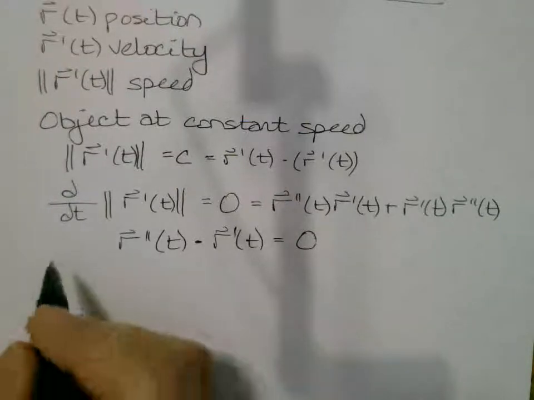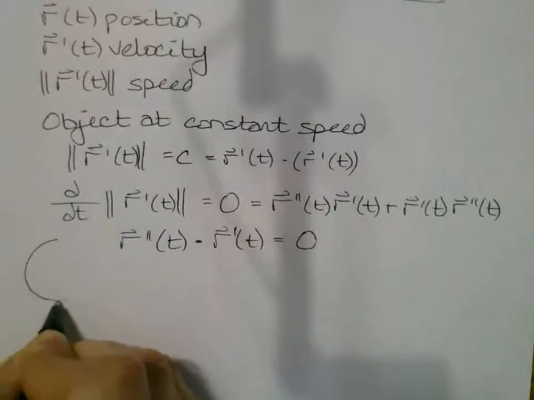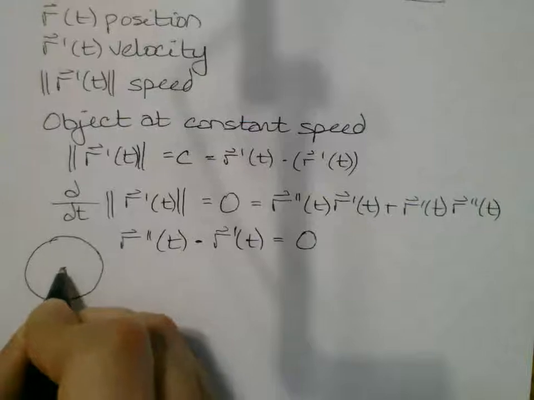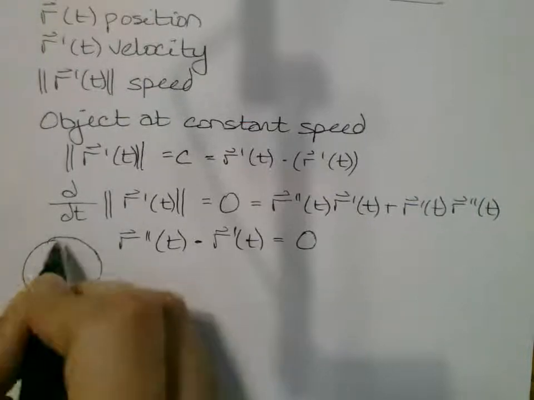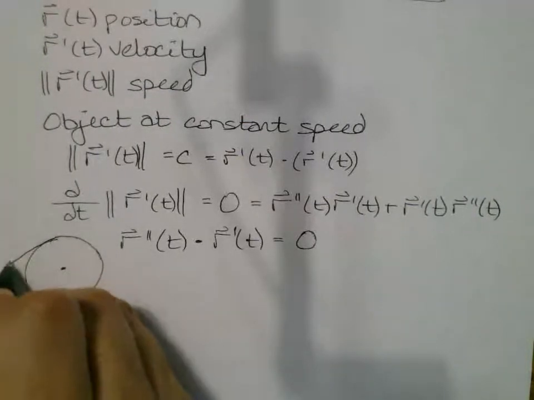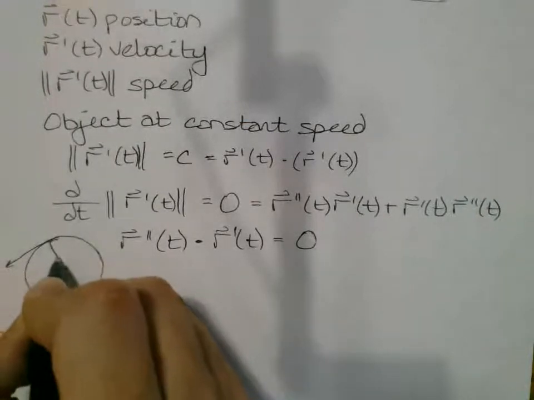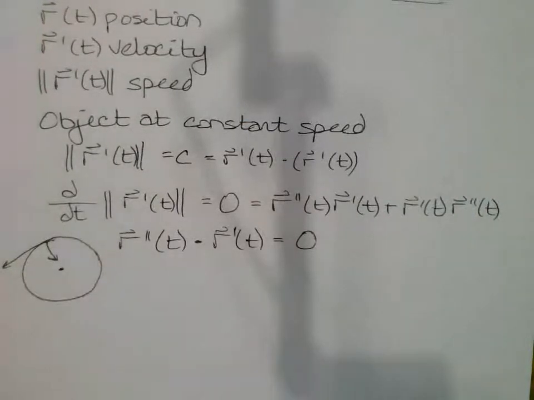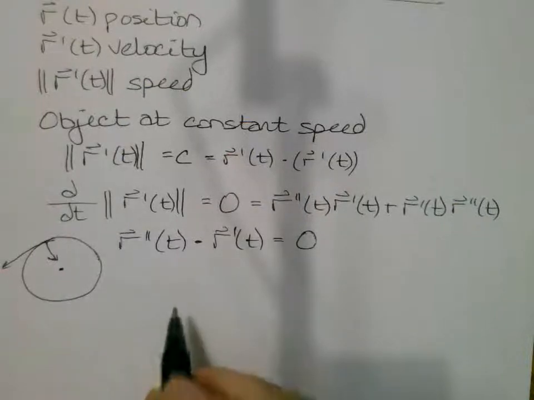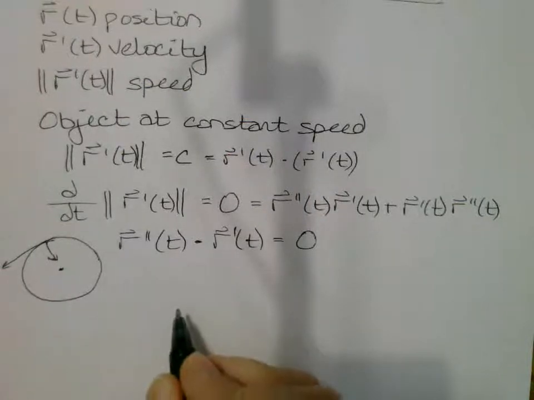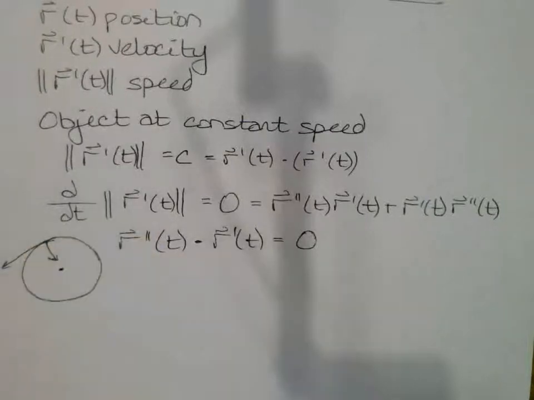of the velocity. Suppose I have something moving in a circle. The direction of the velocity is tangent to that circle. The direction of the acceleration is toward the center of the circle. So velocity and acceleration are perpendicular when my object is moving at constant speed. But what if it's not?